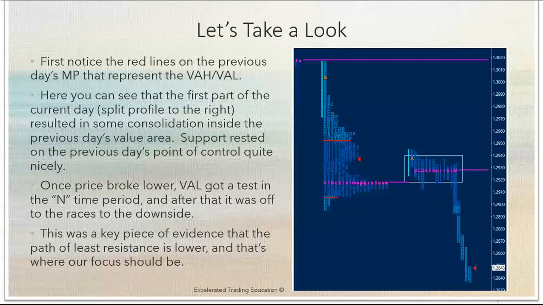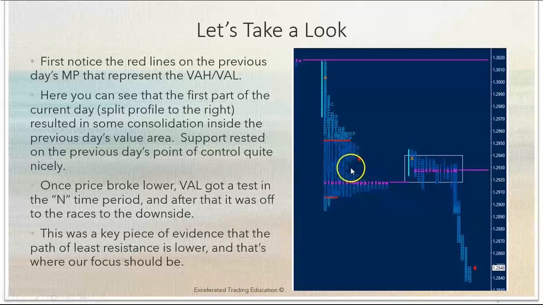All right, let's take a look. So first, notice the red lines on the previous day's market profile that represent the value area high and low. And this is just the way I have it set up. This is my personal chart. So we have value area high here, value area low, and the volume point of control, or market point of control. I guess at this point it would just be a point of control. VPOC is a very often used term for the volume profile, and oftentimes they are similar as far as where they end up, but not always.